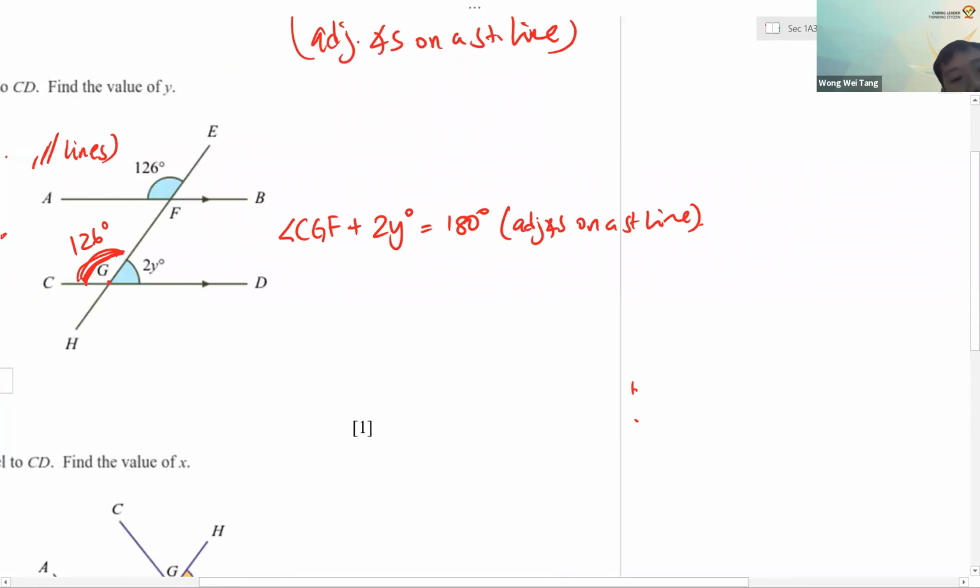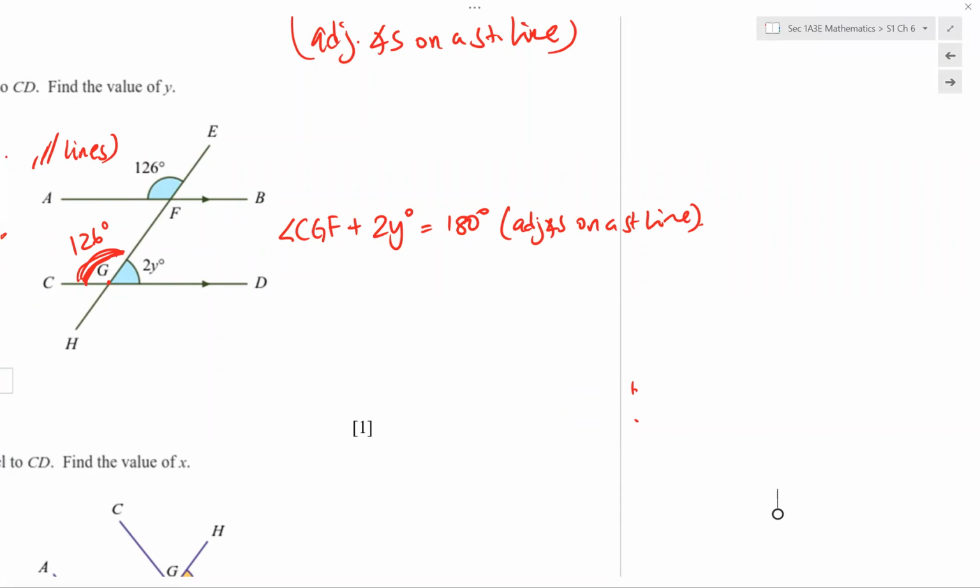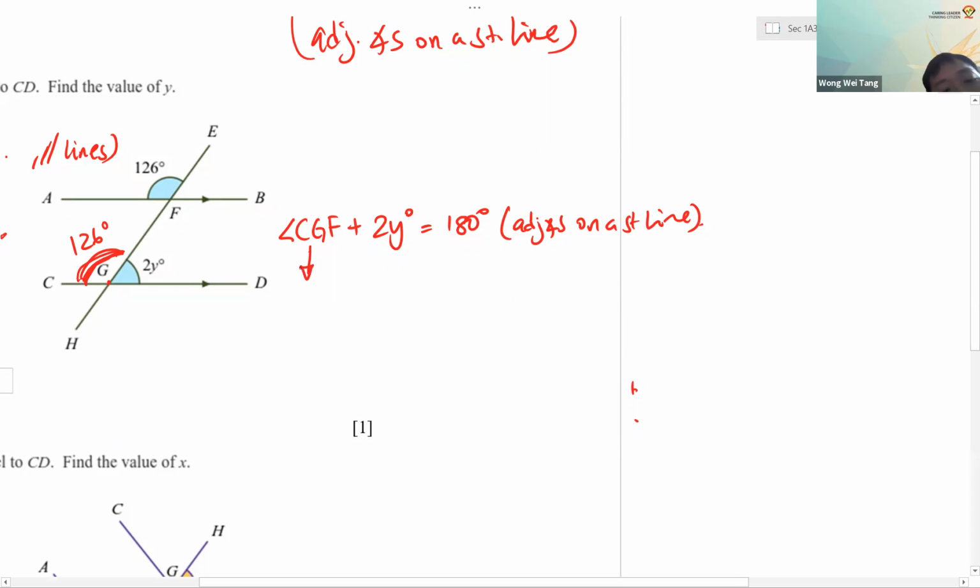Now, what next? Find y. Tell me what I should write next. 180 minus 126 equals y. Are you sure it's equal to y? Or is it equal to 2y? Equals 2y, right? Yeah, but you are still complicating things for yourself. If you follow what I'm telling you, it is not complicated, okay? Now we're going to change CGF. What is it equal to?